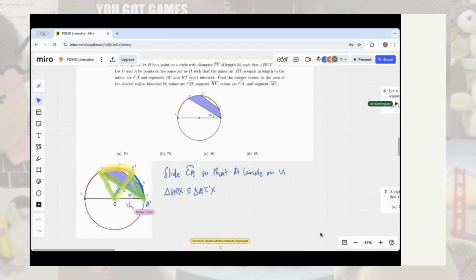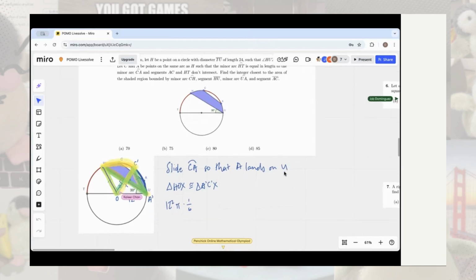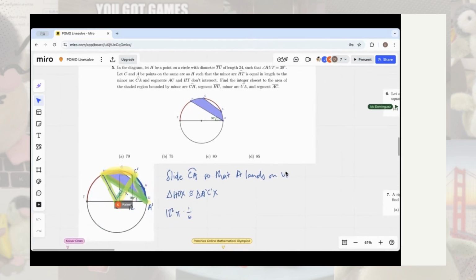So the area of the circle will be 12 squared pi or 144 pi, and then you divide by 6 because this is the 60-degree sector. Okay. So this is supposed to be 24 pi. And the integer closest to that is 75, so that's B.